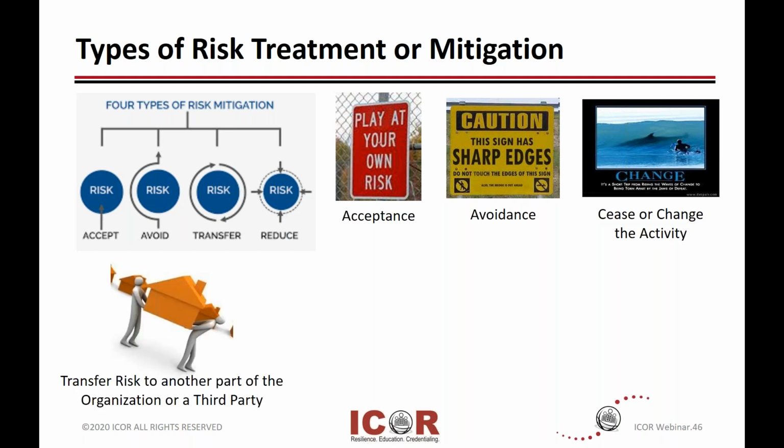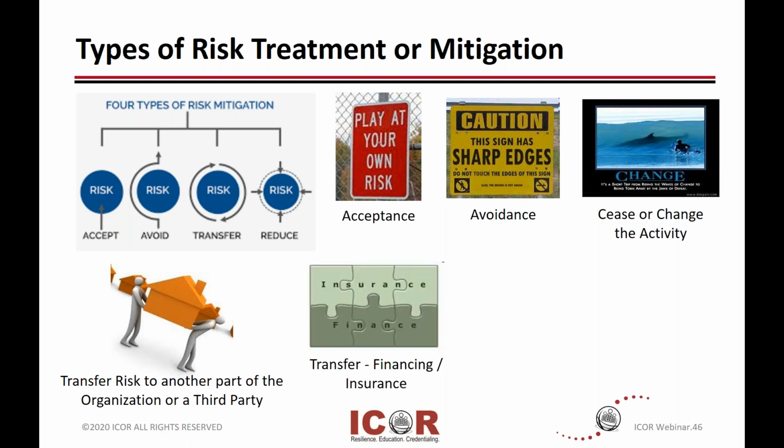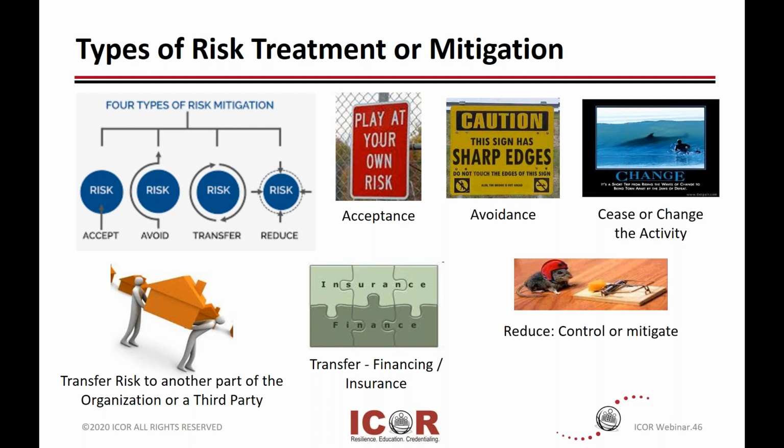You can transfer the risk to another part of the organization or a third party. You can use financing or insurance. It's probably too late to get insurance to handle this if you don't already have it. And of course, you can try to control or mitigate by reducing the risk. In this case, it's a silly picture of a mouse with a helmet on trying to get that cheese. And if it's possible to remove risk to the activity, of course, this is something you should do.